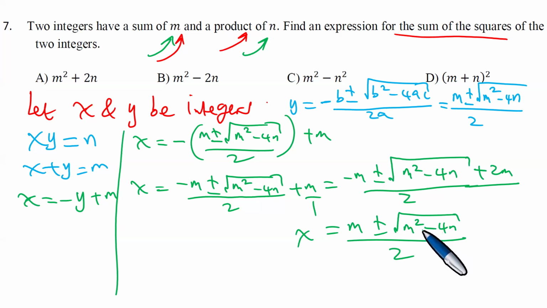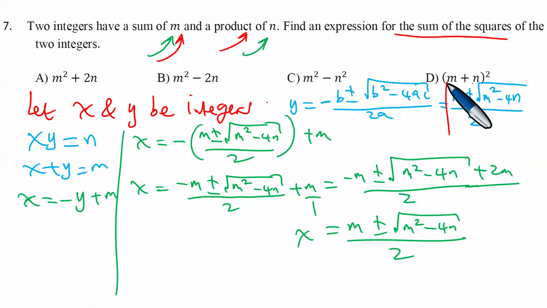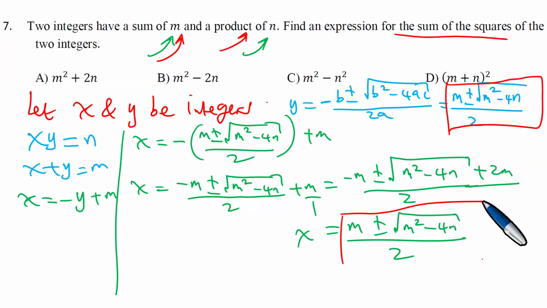Okay. What is the difference between this? So the y, they look very much the same. Okay, because we got y to be m plus or minus that. And x is also m plus or minus that. So they're the same. They look very much the same.